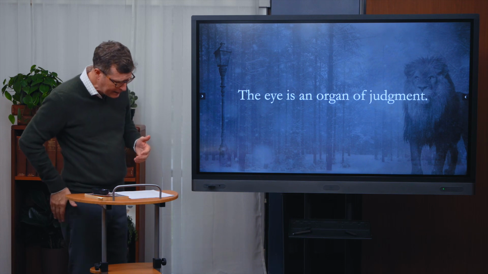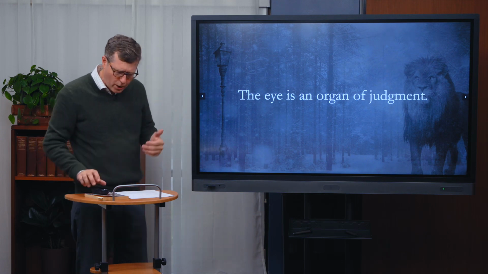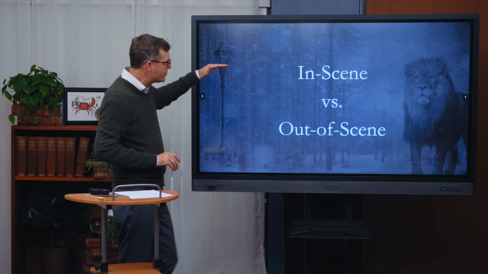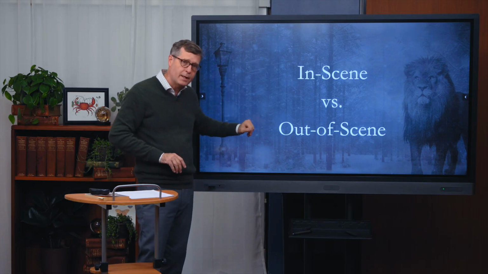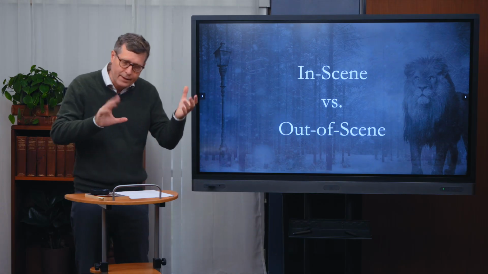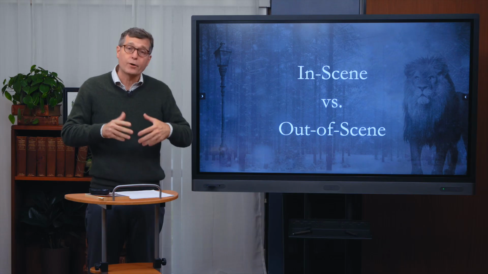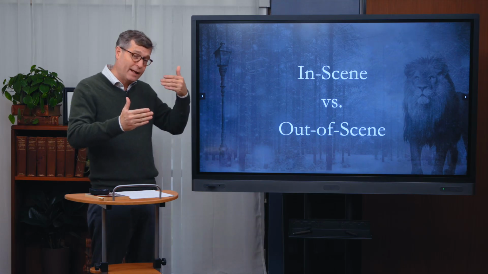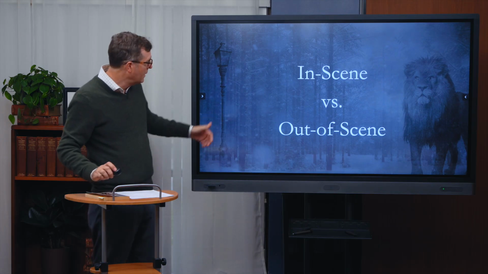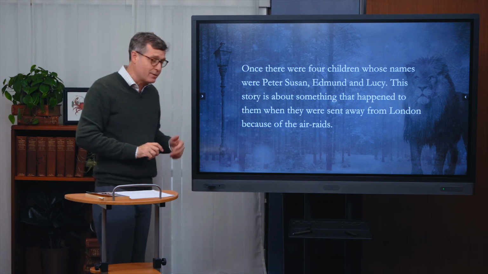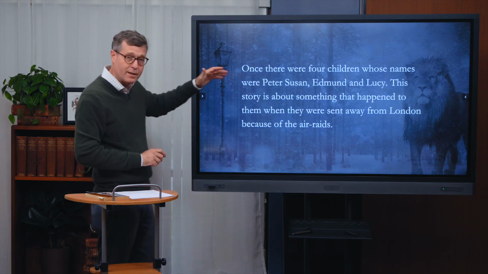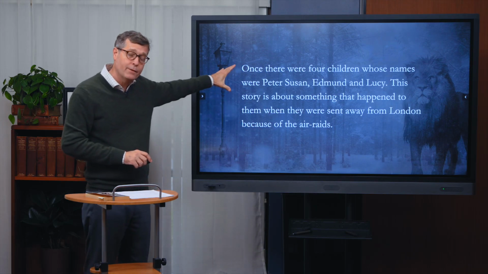Now, a related idea. These terms aren't interchangeable, but showing tends to be in scene and telling tends to be out of scene. I say tends to, because again, these aren't interchangeable. But it's also related to the idea of distant narration versus closer narration. So I'm going to wear out these first lines of the story: once there were four children whose names were Peter, Susan, Edmund, and Lucy. This is a story about something that happened to them, et cetera, et cetera. All right, that's out of scene. We're not in the room with those children.